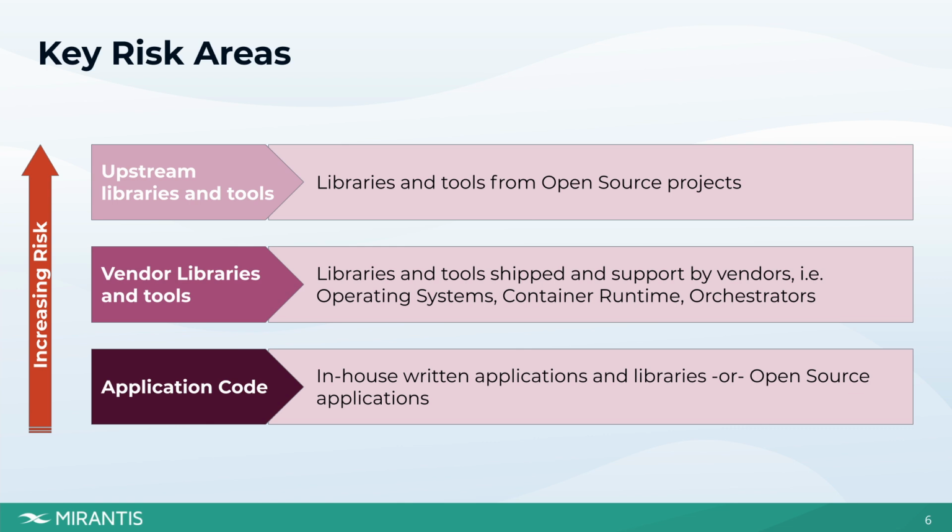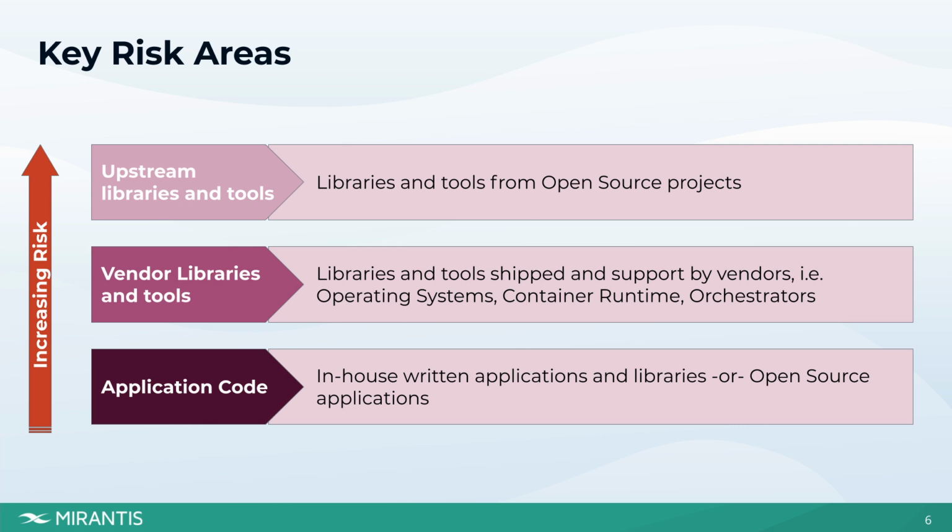The next section is vendor libraries and tools. So these include libraries and tools that have shipped with the OS, the runtime, or other vendor-delivered software. This category is probably, and I emphasize probably, the lowest risk category, as the code is usually scanned and verified through the vendor supply chain.